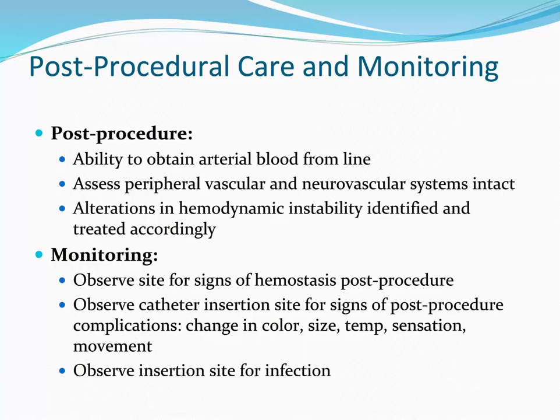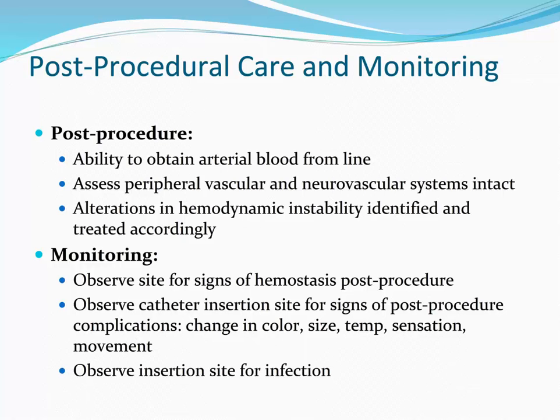Immediate post-procedural care and monitoring includes making sure that the line is functional and you can withdraw blood from the catheter. Assess that peripheral vascular and neurovascular systems are intact. Utilize the line to identify and treat alterations in hemodynamics. The ongoing monitoring of the line includes observing the site for signs of hemostasis. In other words, make sure they are not oozing or bleeding from the site. Report your findings to the MD. Treat any coagulopathies if necessary.